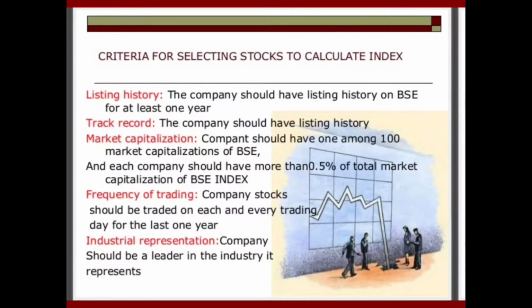Criteria for selecting stock to calculate indices. First one, listing history. The company should have listing history on BSE for at least 1 year. The stock in which we should invest should have been listed in NSE or BSE for at least 1 year. Next, track record. The company should have listing history, meaning the company should be listed, then only we should invest in that company.